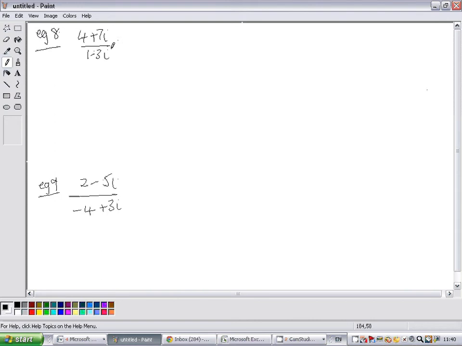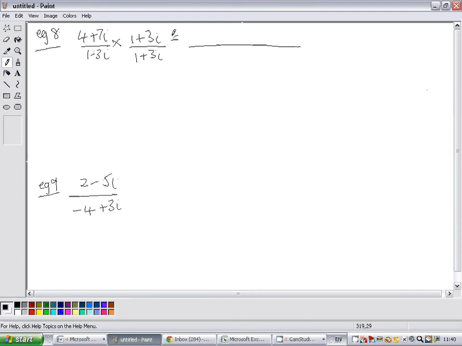Now, using what we know from example 7 and our knowledge of rationalising the denominator, we multiply by 1, but we multiply by 1 in a particular way in order to make the complex number on the bottom disappear. So I'm going to multiply by 1 plus 3i over 1 plus 3i, in other words, the conjugate of the denominator. So if we work that out, we know that the bottom will just turn into a real number, but I'll do it all and then we can see what happens.